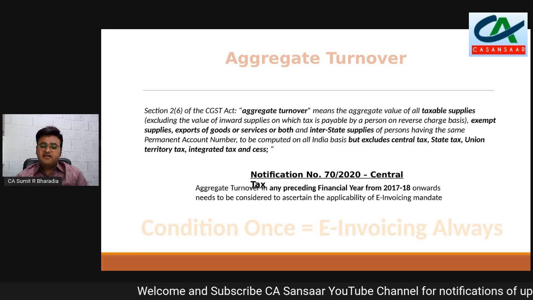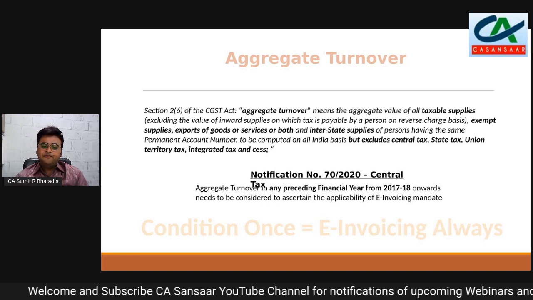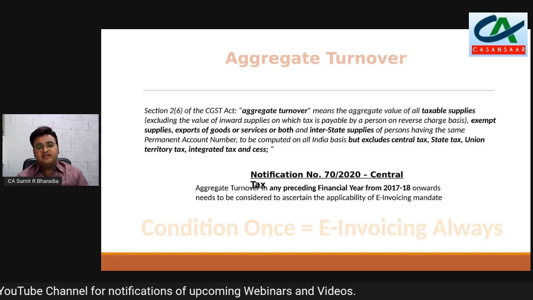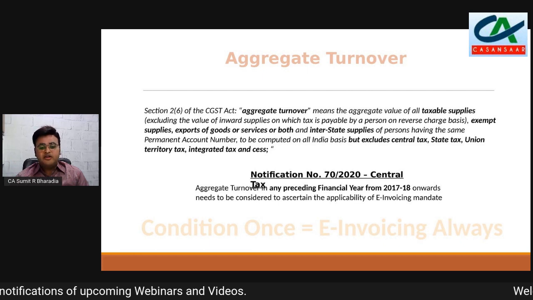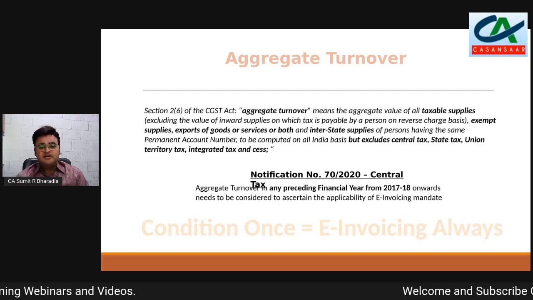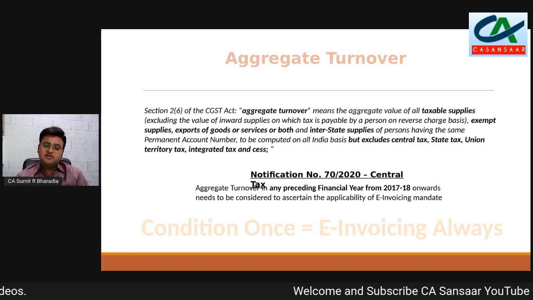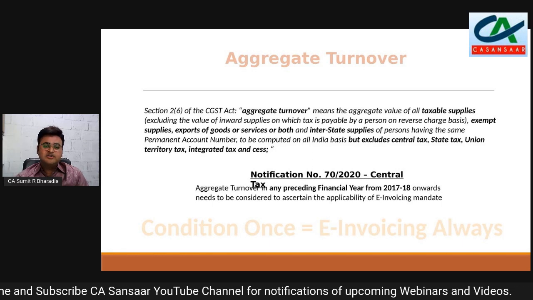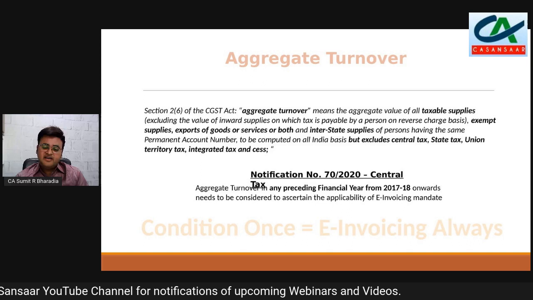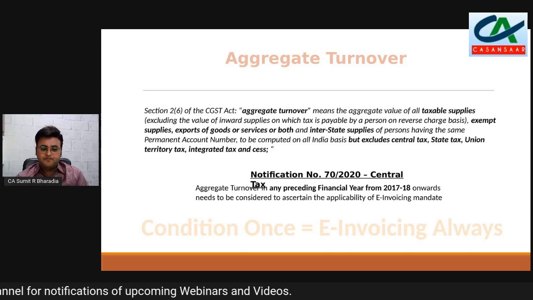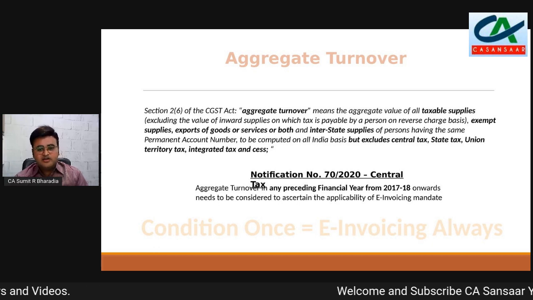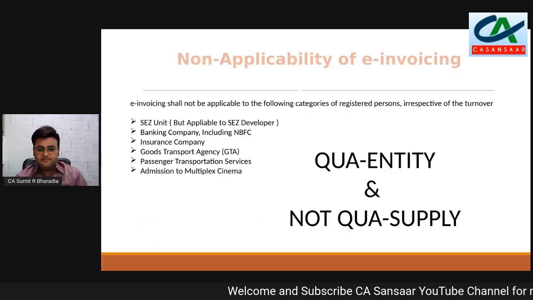As per Notification 70/2020, the aggregate turnover in any preceding financial year starting from 2017, that is from the date of applicability of the GST Act, from July 2017. If you cross 20 crores turnover in any financial year from 2017, e-invoicing is applicable for lifetime. That is, the turnover condition is once, but e-invoicing is applicable for the lifetime.